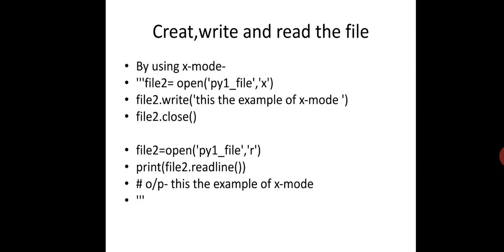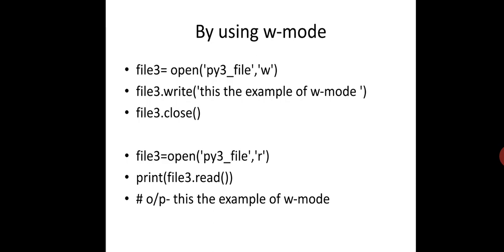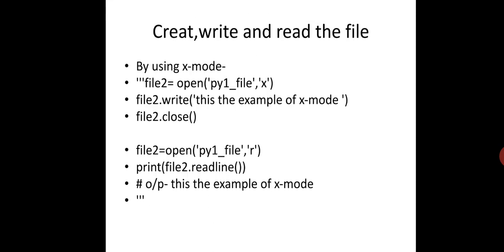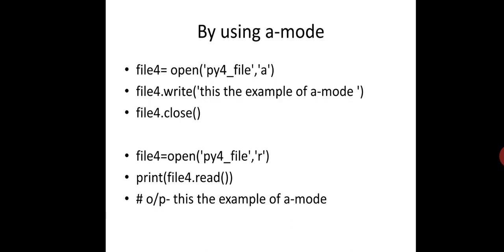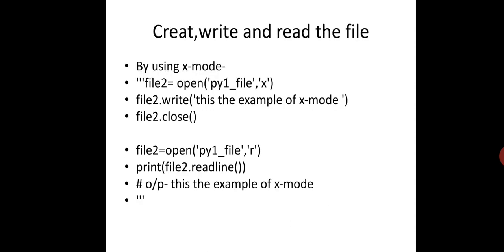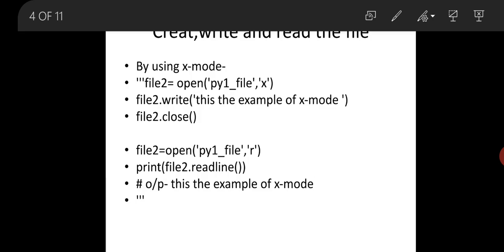Next is create, write and read the file. How to create, write and read the content of the file. The first mode is X mode. Here we are going to create a file, file2 equal to open py1 file and X. File2 dot write, this is the example of X mode.